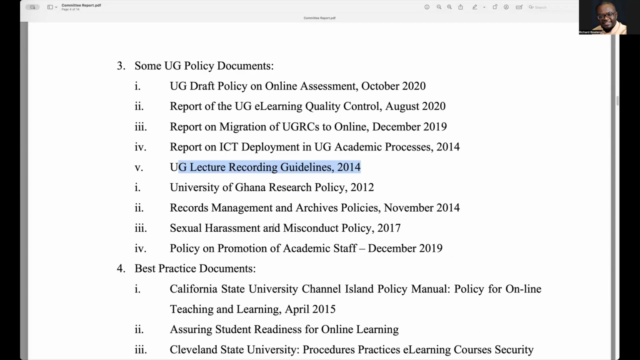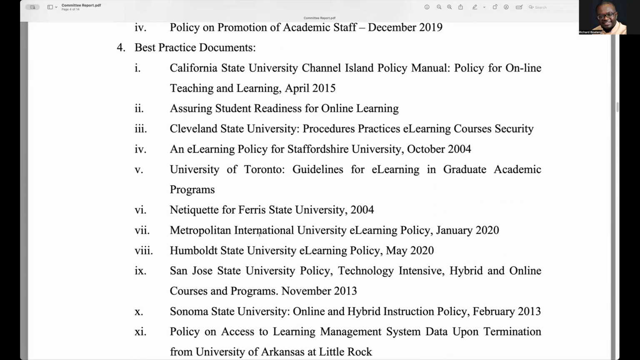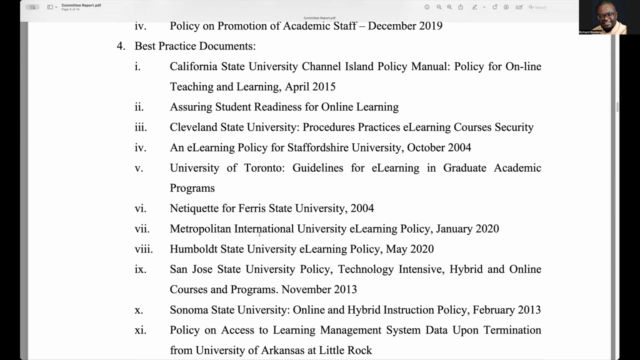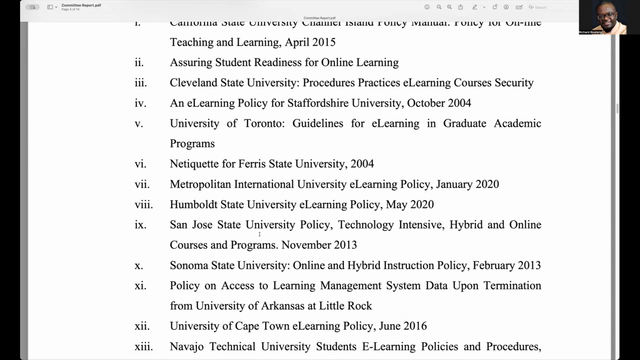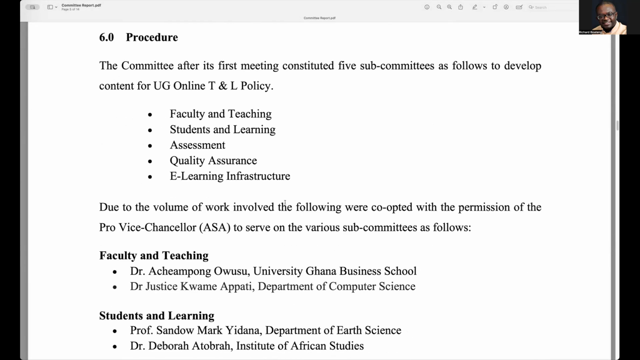Then there was the sexual harassment policy, the promotion policy, and we looked at best practices from other universities: California State, Cleveland State, Ferris State University, quite a number of them. We used them. Then we set up the committees. These are the committees: faculty and teaching, students and learning, assessment, quality assurance, and e-learning structure.